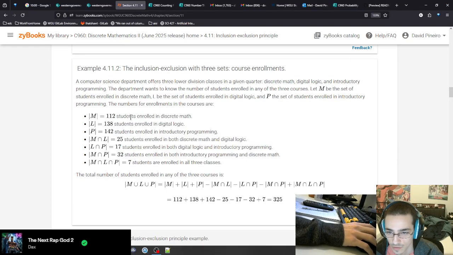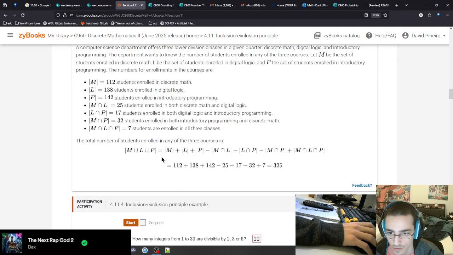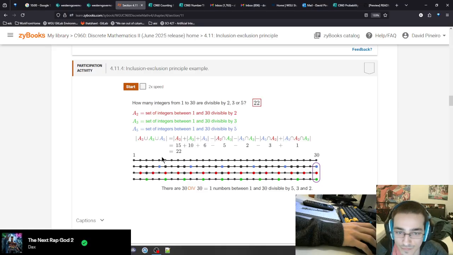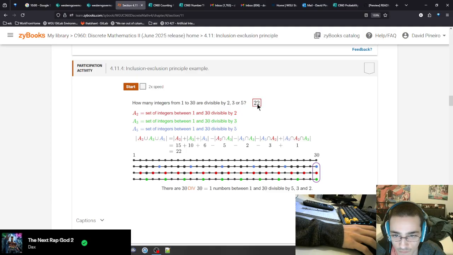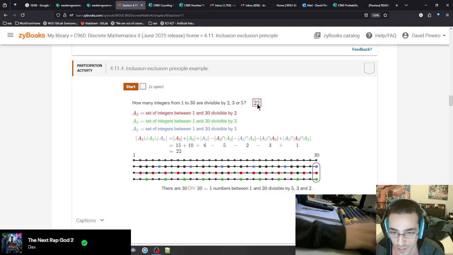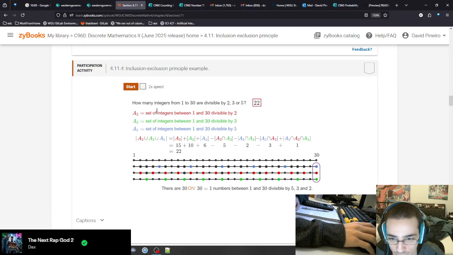So that's in total the unique students enrolled across the sets, I guess. Okay, so what is this question? How many integers from 1 to 30 are divisible by 2, 3, or 5? I would just calculate this manually. I would just check everything, but that's not what they're trying to teach us.